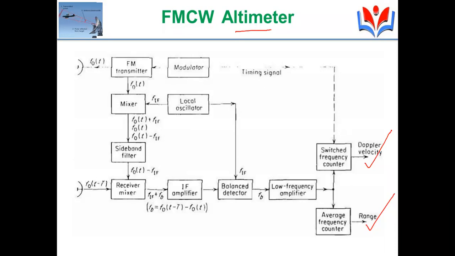One is the distance between the surface of the earth and the flight, that is range. And the second one is at what speed this particular flight is moving. Those two important things must be known by the pilot while he is landing or taking off the flight. So let us see this particular example so that we can understand this.